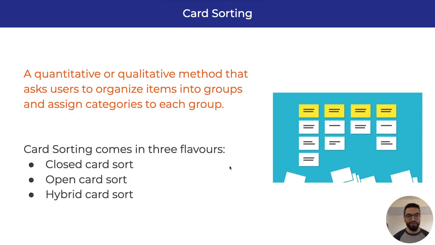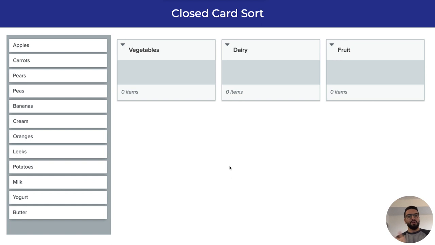Next thing is card sorting. Card sorting is a quantitative or qualitative method that asks users to organize items into groups, and you can assign categories to each of those groups. Card sorting comes in 3 different flavors. The first flavor is closed card sorting. In a closed card sort, you create predefined categories, and your participants sort the cards into those categories. Participants must use the categories you already defined, and they shouldn't be able to create their own categories.